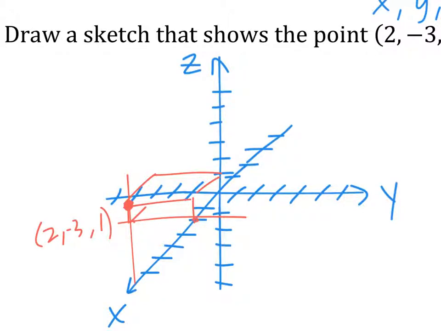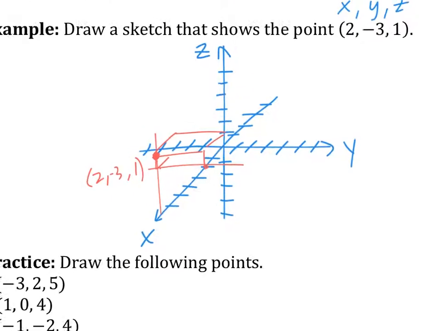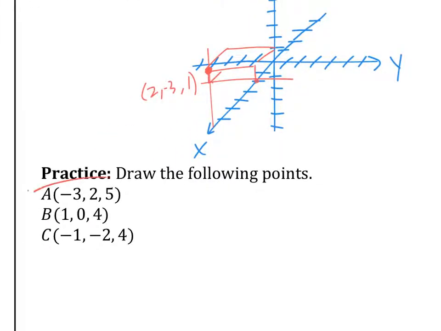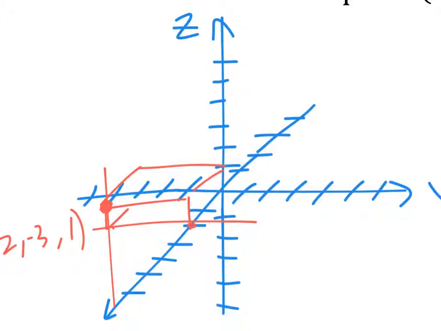All right, let's have you guys practice drawing. Let's just draw this one: (-3, 2, 5). Let me know when you're done. All right, A is (-3, 2, 5). I'm going to draw it on the same one, using a different color. Let's use black.